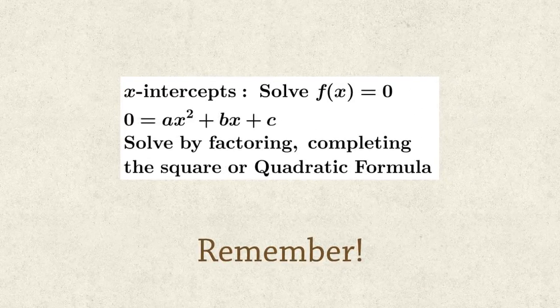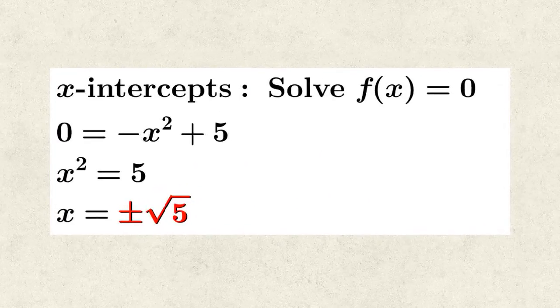To find the x-intercepts of any function, set the function equal to 0 and then solve the resulting equation for x. For example, we solve our equation, negative x squared plus 5 equals 0, and find that our roots are positive or negative square root of 5.